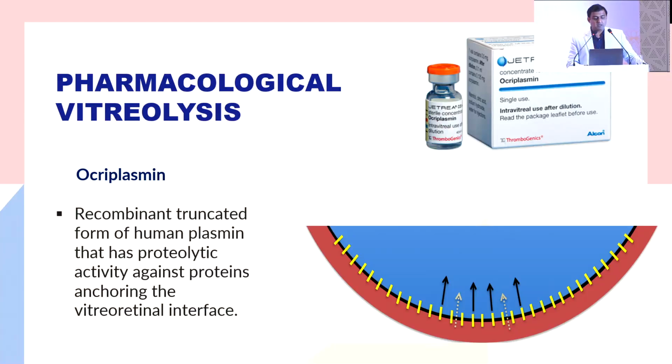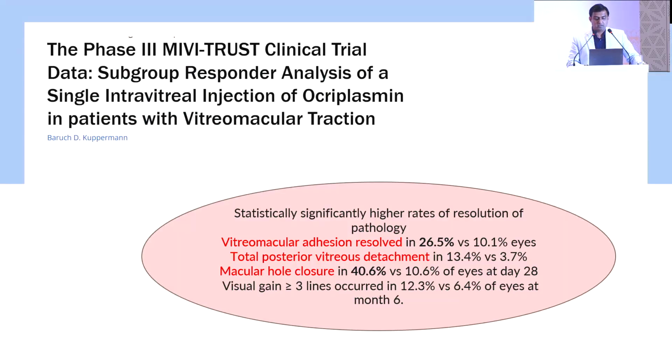So what was the pharmacological vitreolysis? Ocriplasmin was approved. It's a recombinant truncated form of human plasmin. Unfortunately, it's not continued anymore because of the severe retinal toxicity. I had injected it in 2 patients in Toronto during my fellowship, around 12 years back. Only stage 1 or 2 had a good improvement, but otherwise it did not.